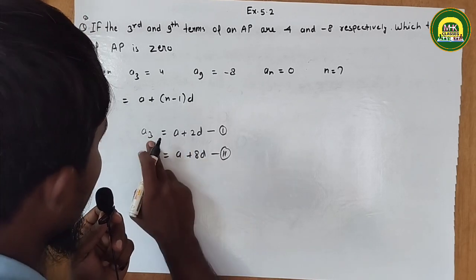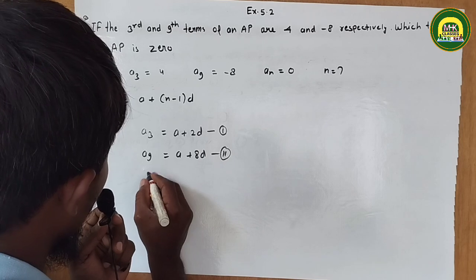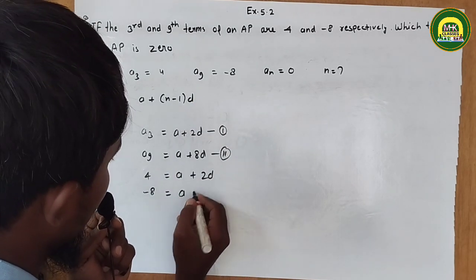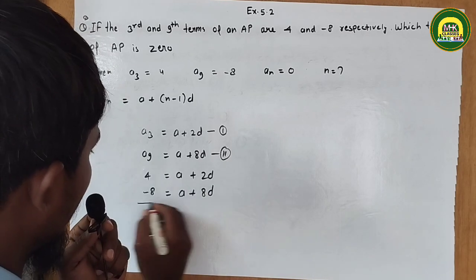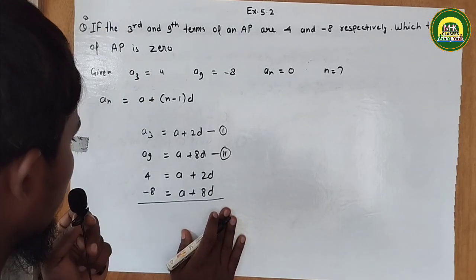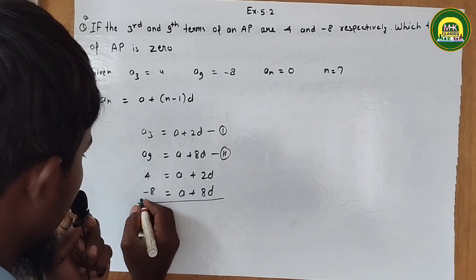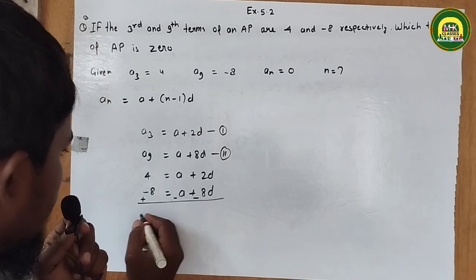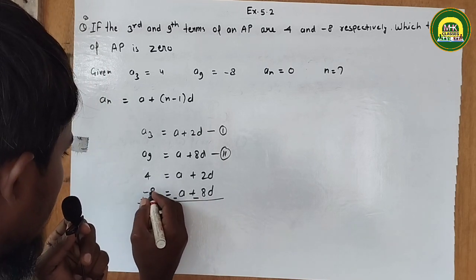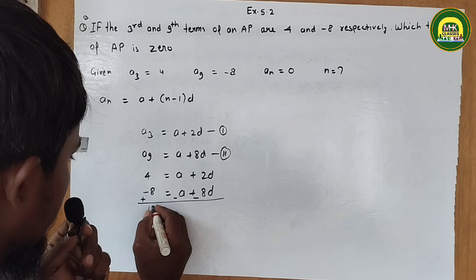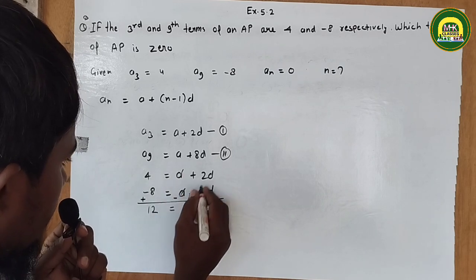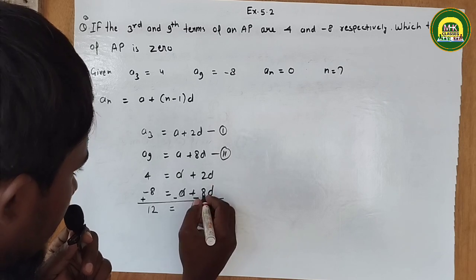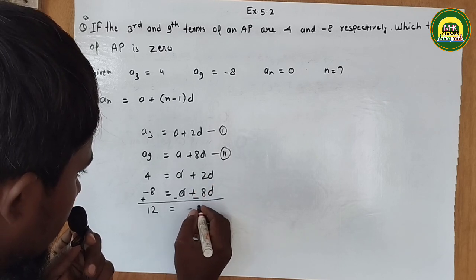Here given, the third term is 4, a plus 2d. The ninth term is minus 8, a plus 8d. Subtract 2 from 1, so the sign will be changed. Minus becomes plus and plus becomes minus. Both signs are the same, then it will be 8. 8 plus 4 is equal to 12. a minus a cancels out. Minus 8 is greater in magnitude than the plus, so 8 minus 8 plus 2 is equal to minus 6d.